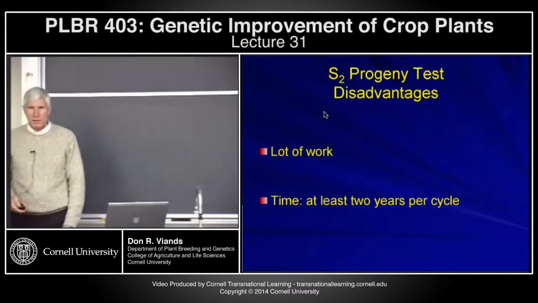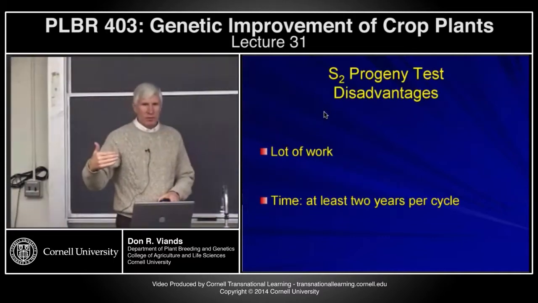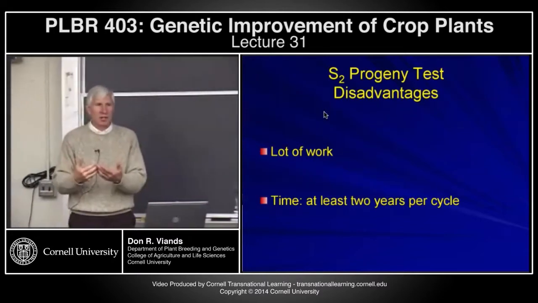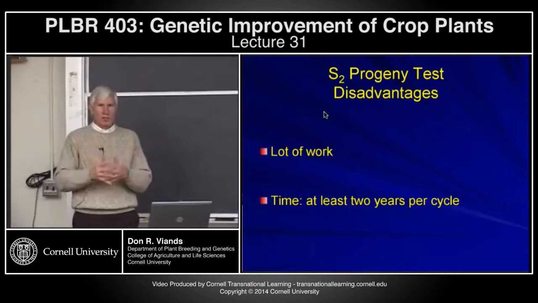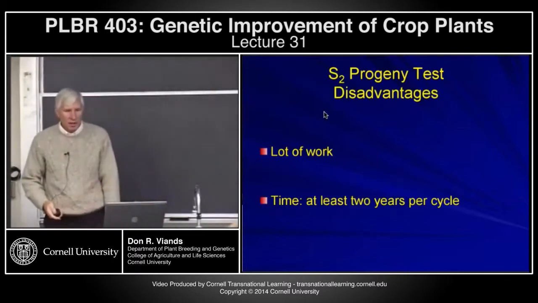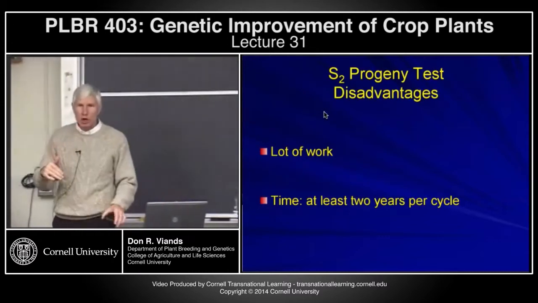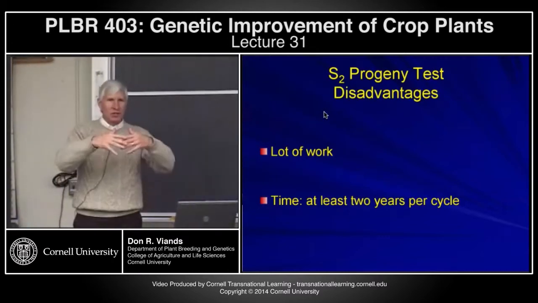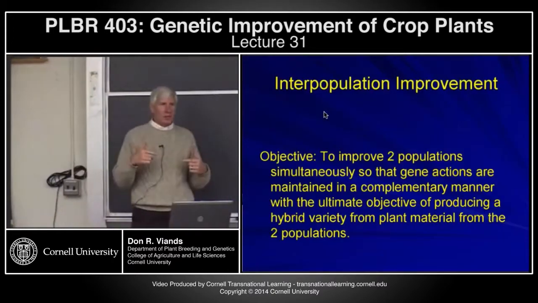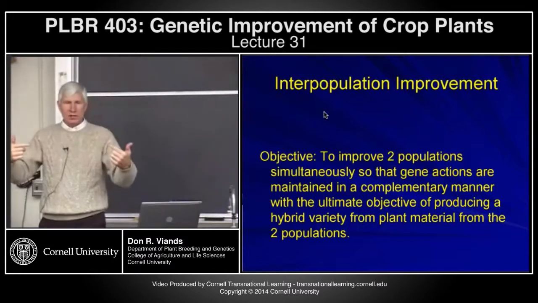Okay. So that's really the last of the intra-population improvement methods, where you're trying to improve a single population at a time, although you might have a whole bunch of them in your program at any one time that you're trying to improve for different reasons. But now I'd like to morph into talking about inter-population improvement. Inter meaning between populations.